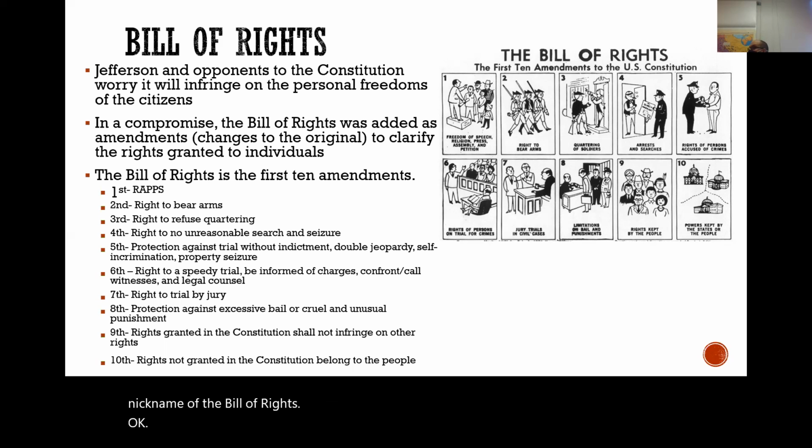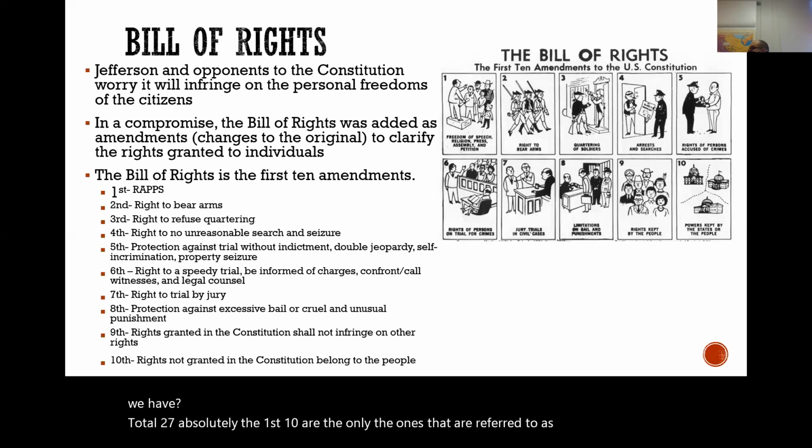And we have talked amendments the entire year. Does anybody know how many amendments we have total? 27, absolutely. But the first 10 are only the ones that are referred to as the Bill of Rights. It's not all 27.